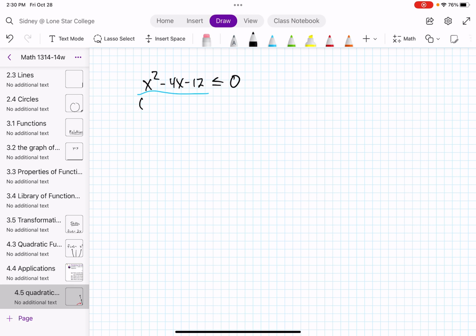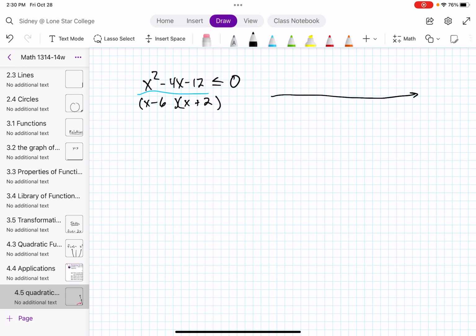So if I were to factor this to find the zeros, I need two numbers that multiply to be negative 12 and add together to be negative 4. So I have x minus 6 and x plus 2. This parabola has zeros at negative 6 and positive 2. Those are my key points.